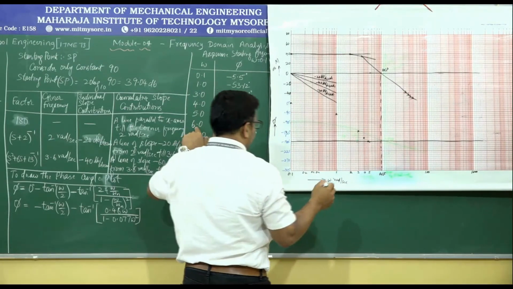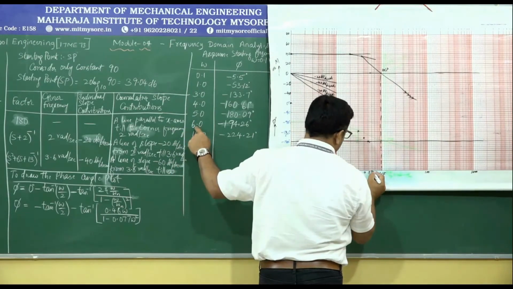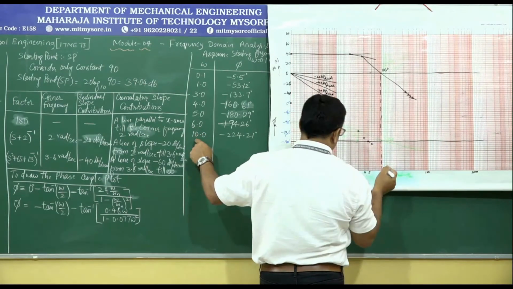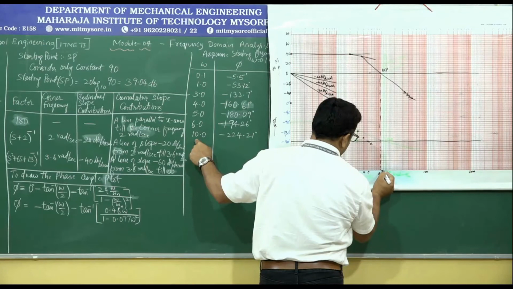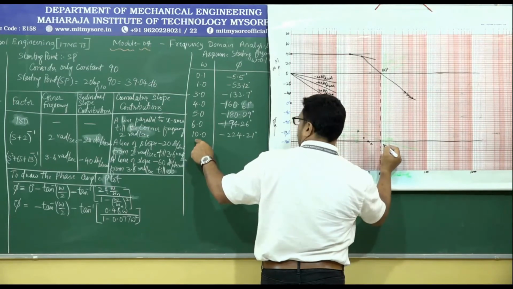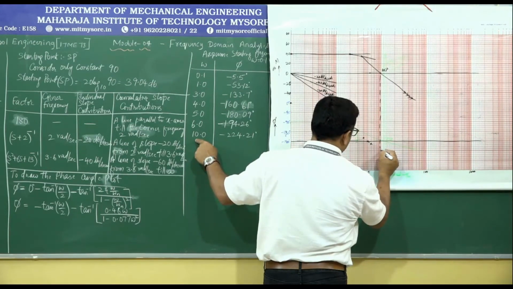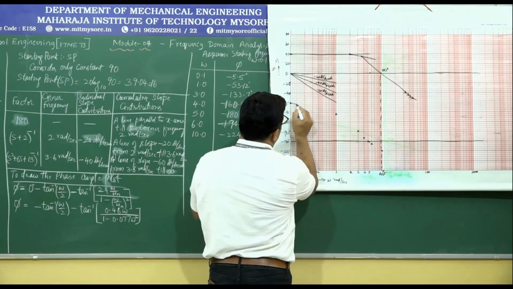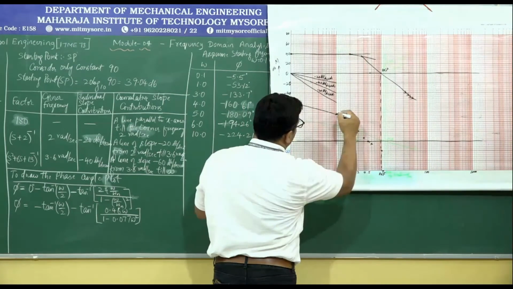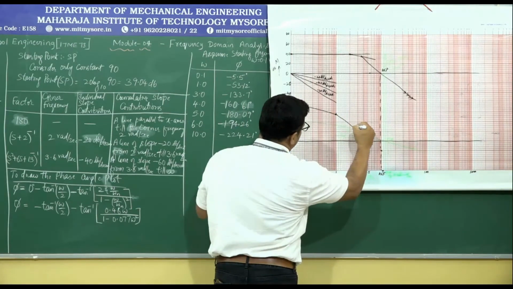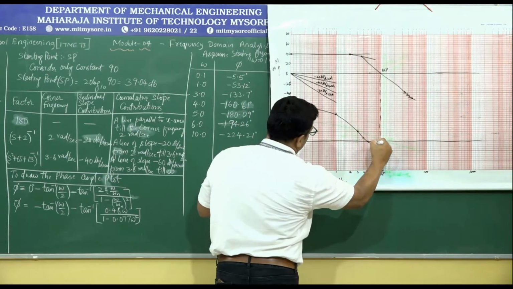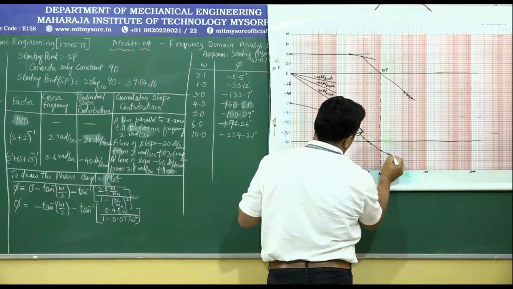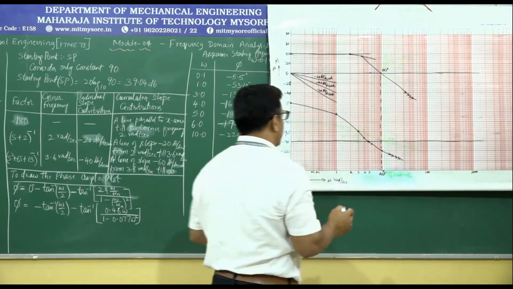At omega equal to 6, it is minus 194. At omega equal to 10, it will be minus 224. It will be somewhere here. So if you just join it with the help of a smooth curve, it just keeps going till infinity later.